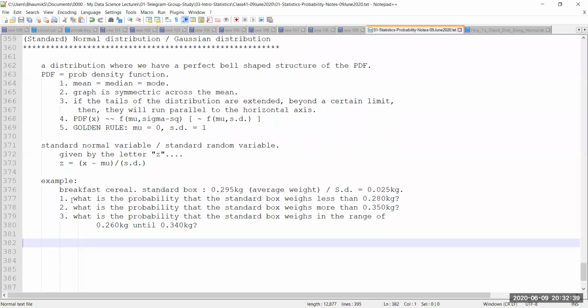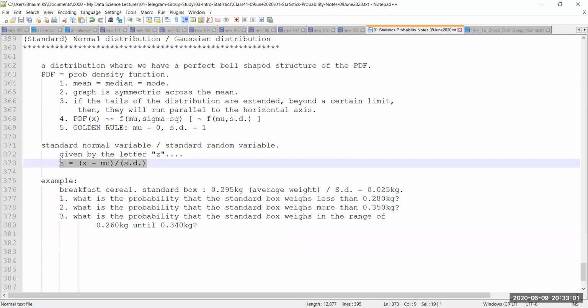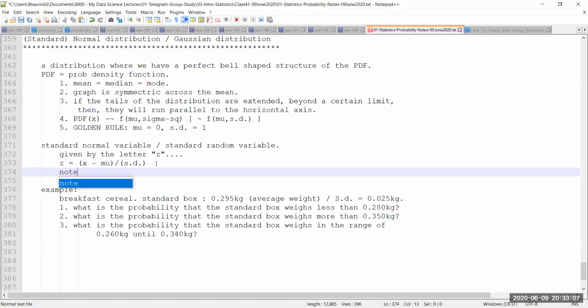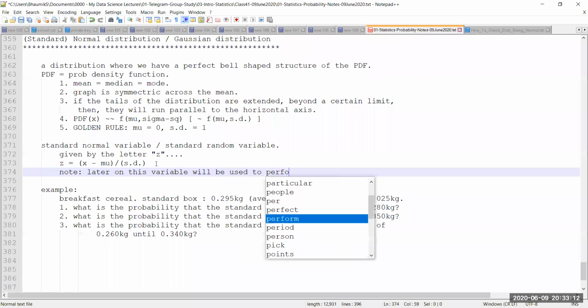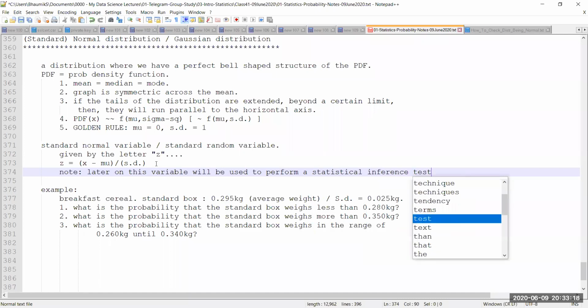So, yesterday we closed the call with an example that we started to take. We looked into the normal distribution, and the rules or properties of the normal distribution. Then we also looked into something represented by the letter Z, also known as a standard normal variable. Later on, this variable will be used to perform a statistical inference test.